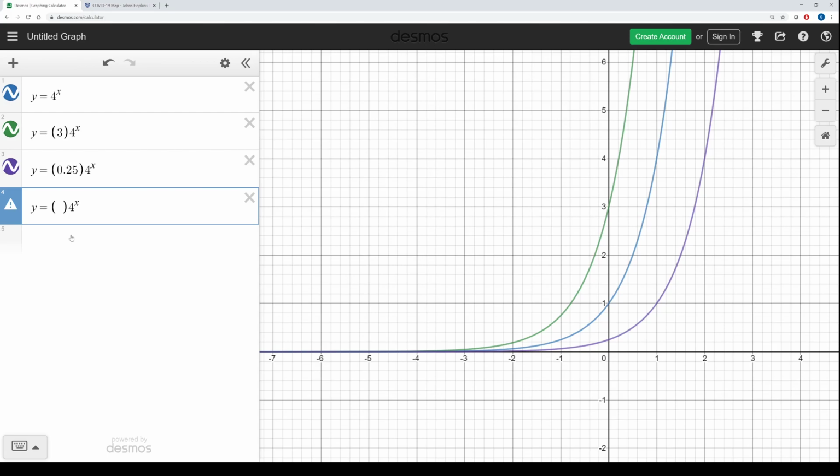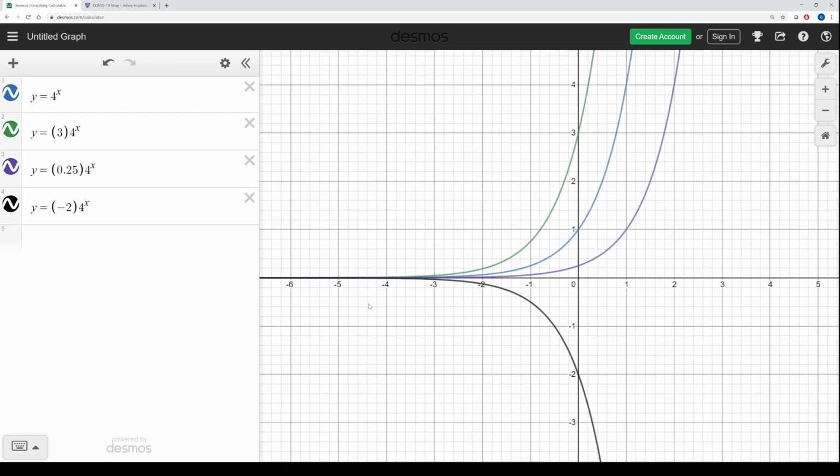Let's try it out. Let's put -2 here. Aha. There we go. That makes it go down. So if this number in front is negative, that makes it actually go down. This is no longer considered exponential growth. If it goes down like this, it would be called an exponential decay function. Exponential decay.